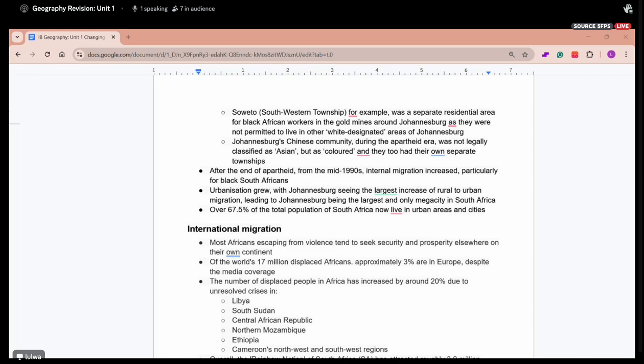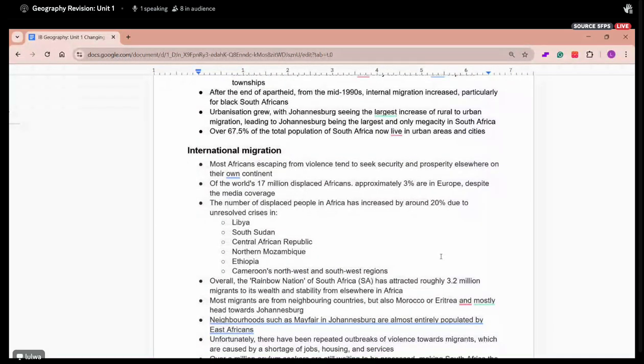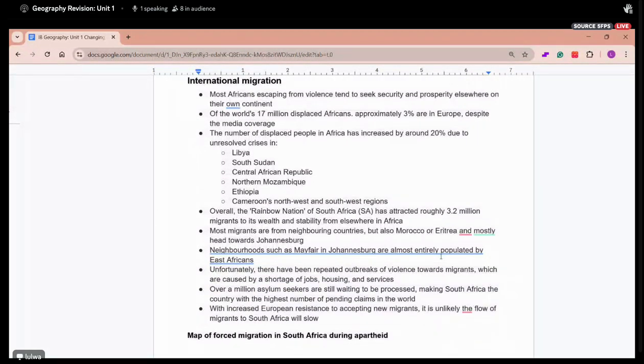Okay, back. For international migration, though, most Africans are escaping from violence and tend to seek security and prosperity elsewhere. So, of the world's 17 million displaced Africans, 3% are in Europe, and the number of displaced people in Africa has increased by around 20% due to the unresolved crises in Libya, South Sudan, CAR, northern Mozambique, Ethiopia, and Cameroon.